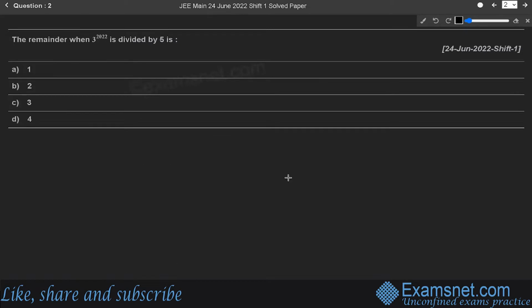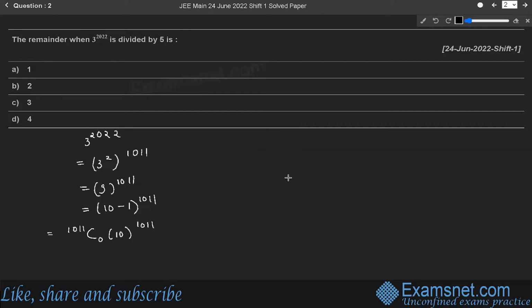Next question: the remainder when 3 power 2022 is divided by 5 is. See, this can be written as (3 square) whole power 1011. So it will be 9 power 1011. 9 can be written as (10 minus 1) power 1011. So this will be equal to 1011C0 into 10 power 1011 plus so on up to 1011C1010 into 10 power 1 minus 1011C1011.